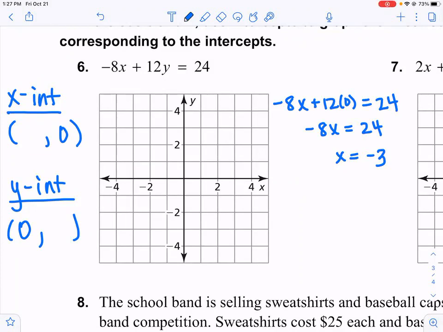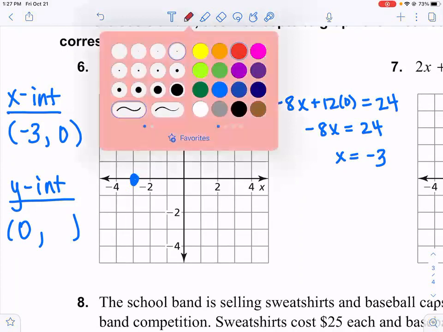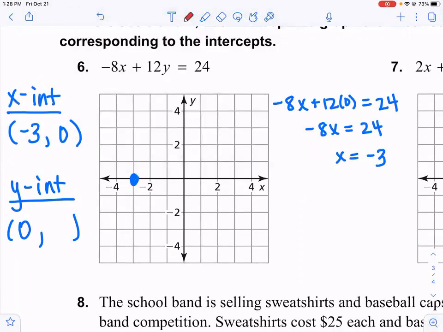Okay. So when y is 0, x is negative 3. And look at this. We have a coordinate. How did you get there? Because x would be 0.